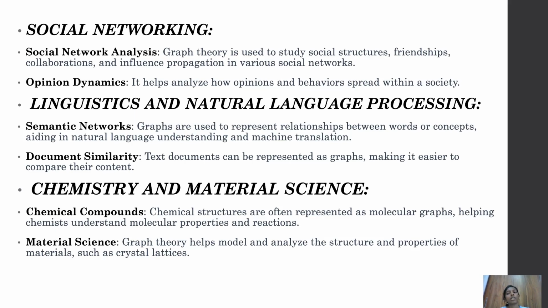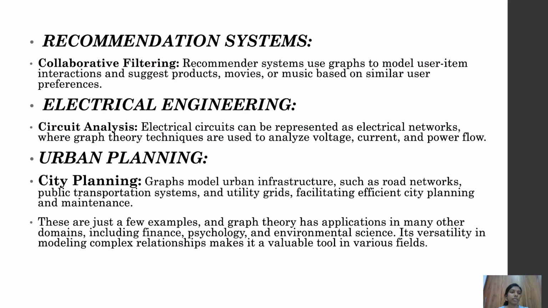Linguistics and natural language processing. Semantic networks. Graphs are used to represent relationships between words or concepts, aiding in natural language understanding and machine translation. Document similarity. Text documents can be represented as graphs, making it easier to compare their contents. Chemistry and material science. Chemical compounds. Chemical structures are often represented as molecular graphs, which help chemists understand molecular properties and reactions. Material science. Graph theory helps model and analyze the structure and properties of materials such as crystal lattices.